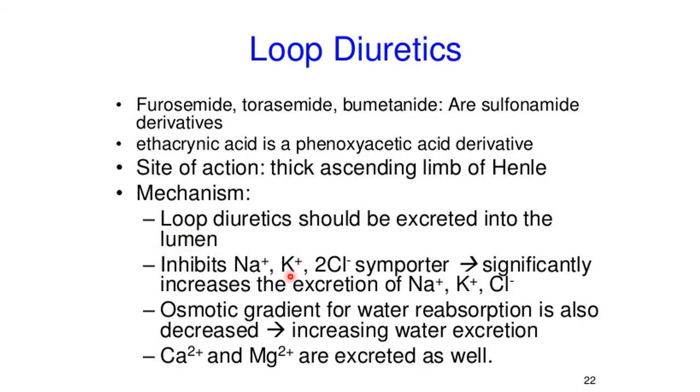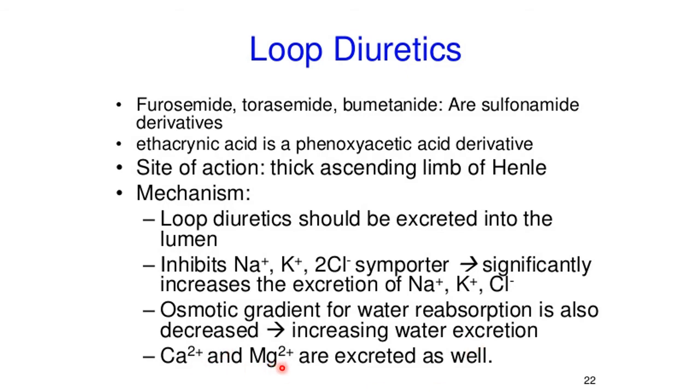In the lumen, they act on the sodium potassium 2 chloride importer. This importer normally causes sodium, potassium and chloride to go into the blood. When this importer is inhibited, this sodium, potassium and chloride along with water will be excreted in the urine. Moreover, because of the inhibition of this importer, the osmotic gradient for water reabsorption is also decreased. As a result, there will be more water excretion.